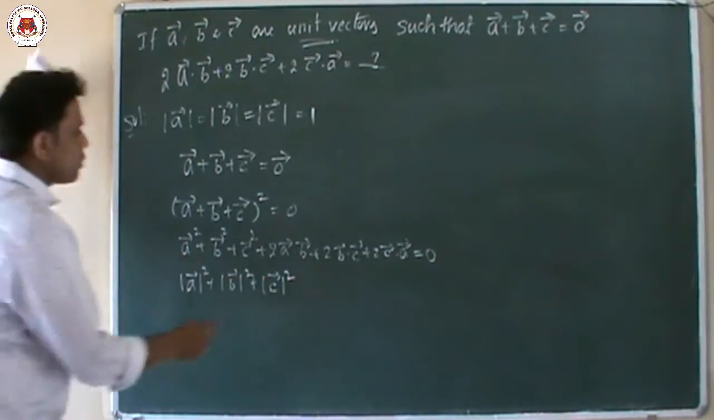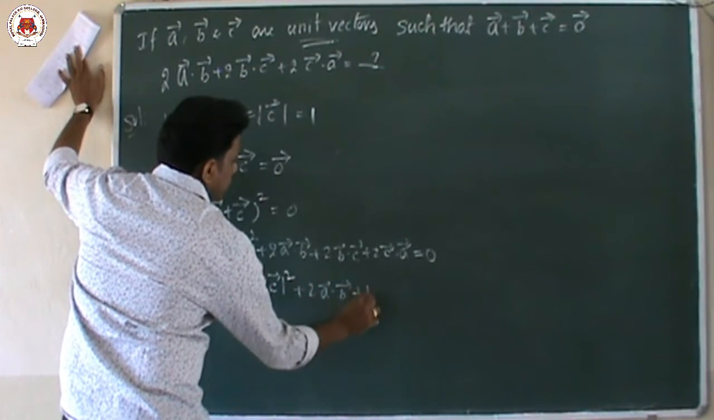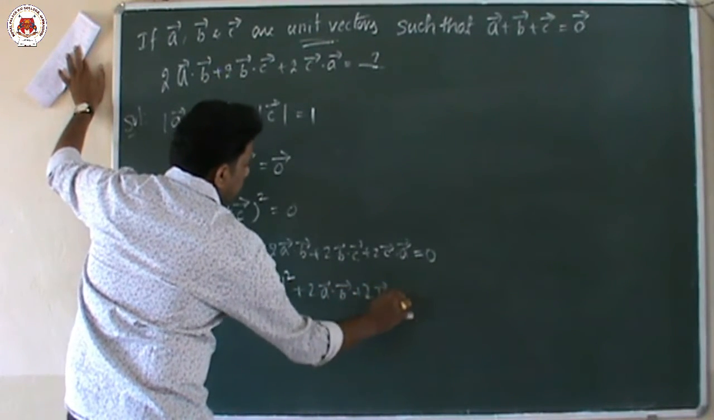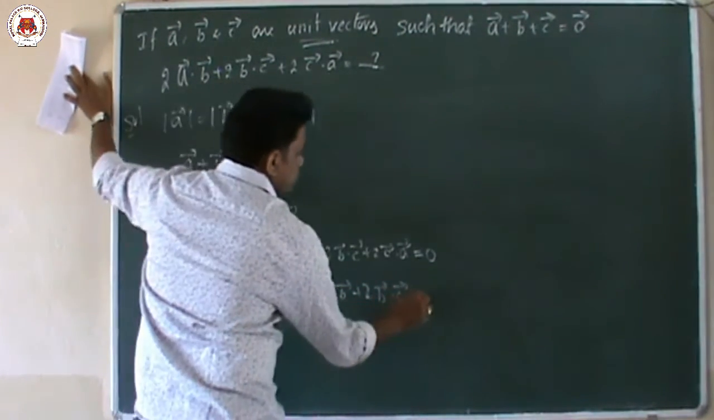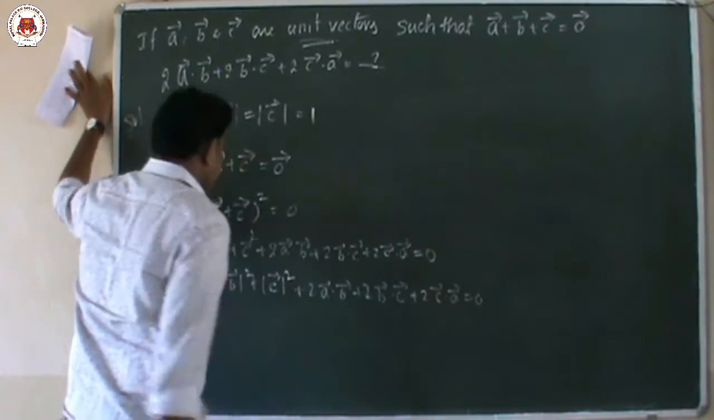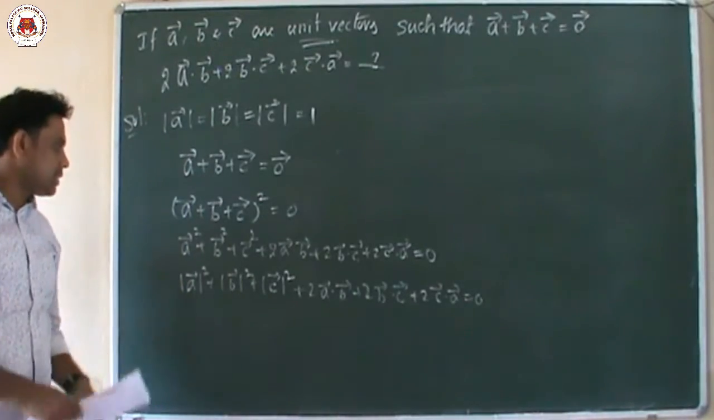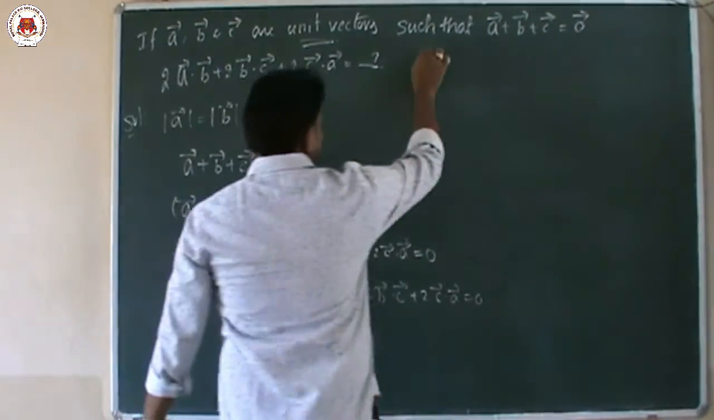Remaining, how we could write, because of that it is no square: vector A dot vector B plus 2 into vector B dot vector C plus 2 into vector C dot vector A is equal to 0. So any vector square we can put its modulus: modulus of vector A square, vector B square, vector C square.